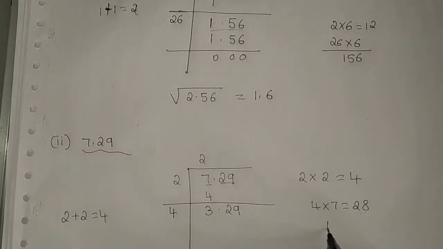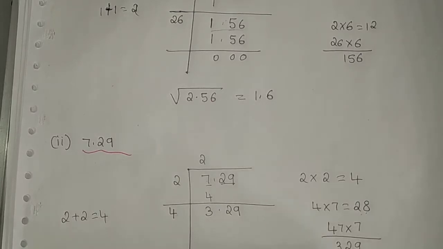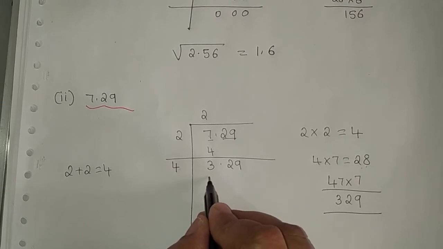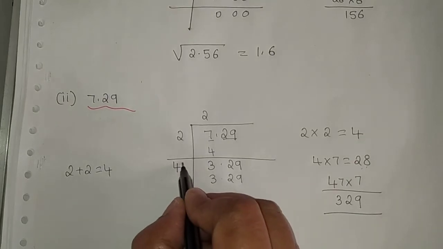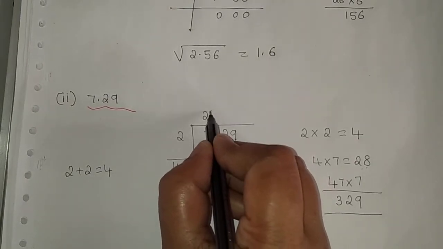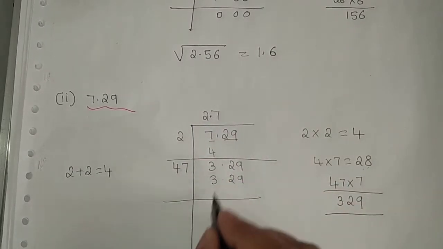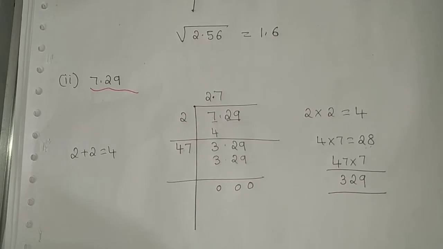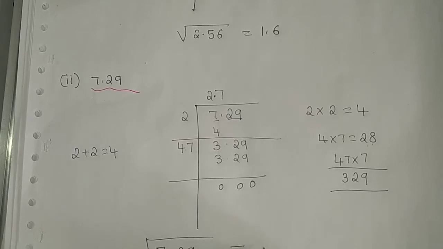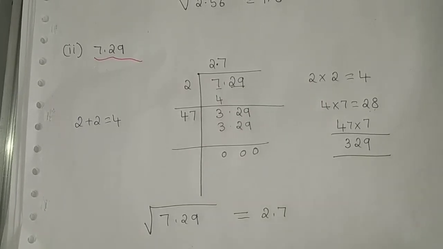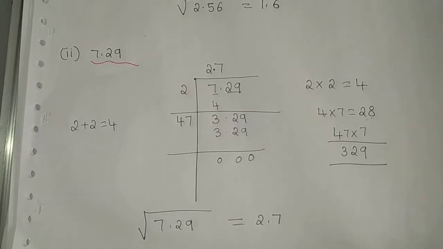Next, 47 into 7 will become 329. So see here, just substitute here, that is 3, 2, 9. So minus this, so here, that is 7, here put a point and 7. So minus this, we'll get 0. Finally, therefore, square root of 7.29 is equal to 2.7 is the answer. So these are the solutions for first, second. We move on to the third problem.